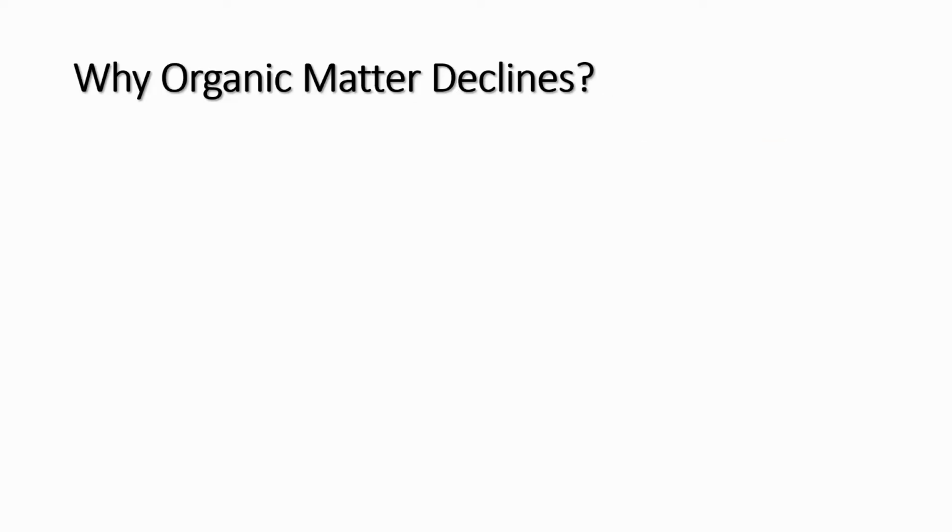Why does the organic matter decline? If it is so important, why does it decline? It declines because of erosion. You know, all the time, everywhere, erosion is happening. Erosion is happening due to water, erosion is happening due to wind, erosion is happening due to multiple factors. So whenever erosion is happening, it takes the organic matter with itself and deposits it somewhere else where it is not needed.